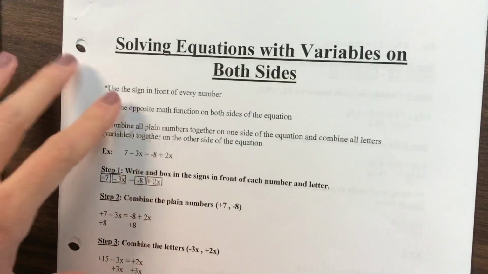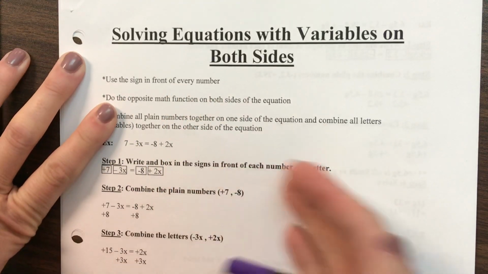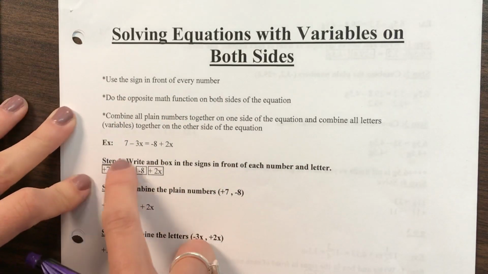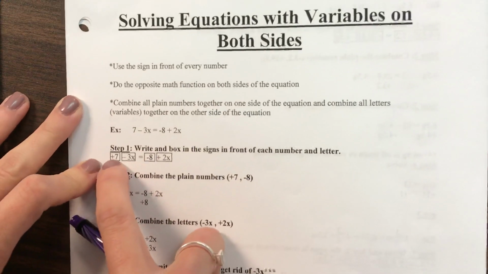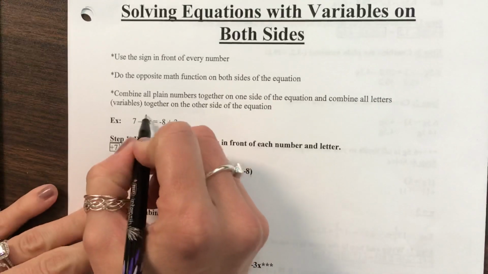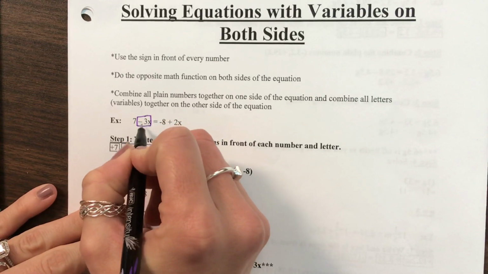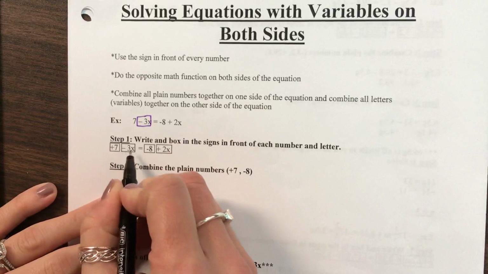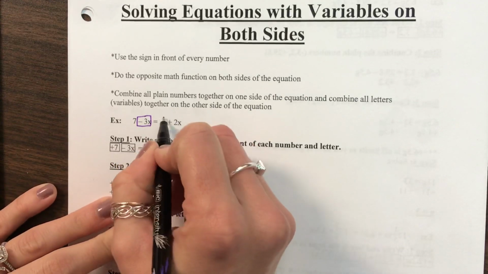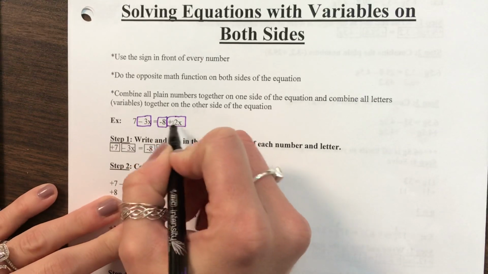So just some reminders, use the sign in front of every number, so the sign that comes before every number. Like in 7's case, if there's not a sign, it's positive. And we're gonna box in everything with the sign that comes right before it. So that's what's happening down here. It's just showing you how that should look once you box your numbers, numbers with variables, and the sign that comes right before it.